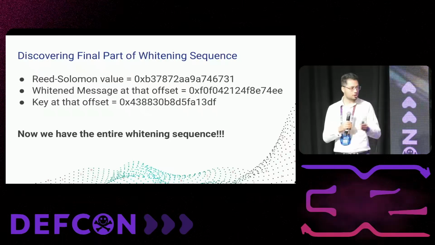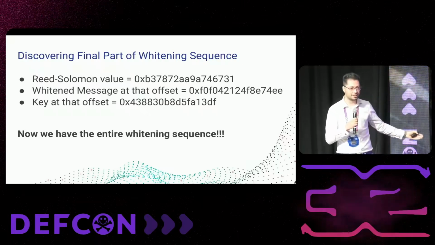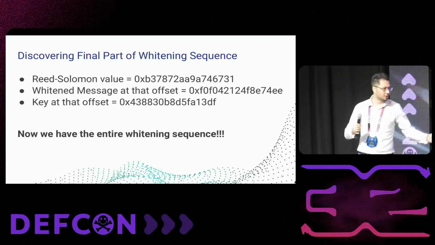We get the whitened message, the ciphertext. We XOR the two, and we have the entire key. We now have the entire sequence from 0 to the end. So that's pretty awesome, right?